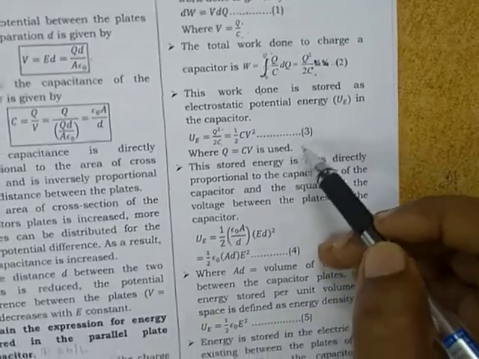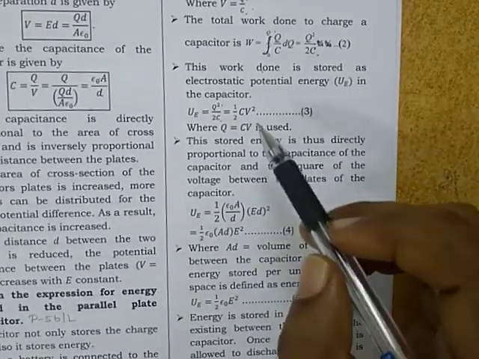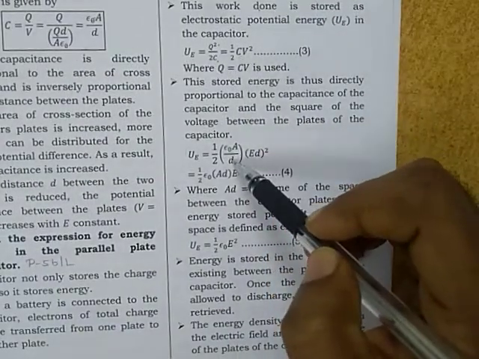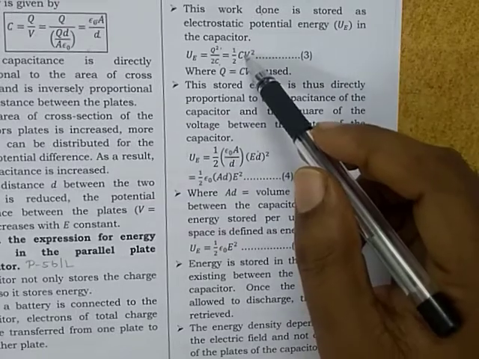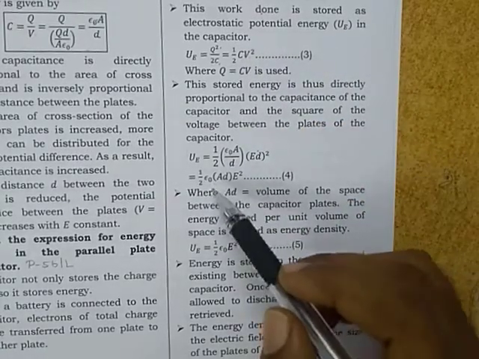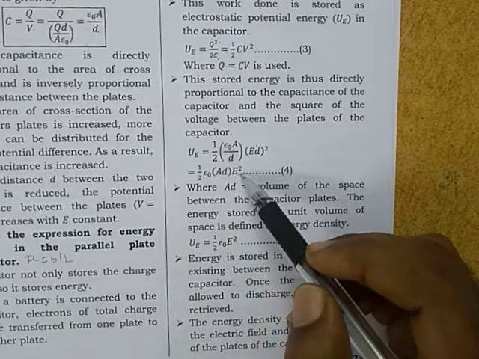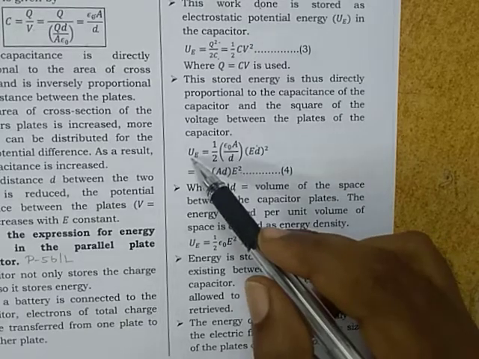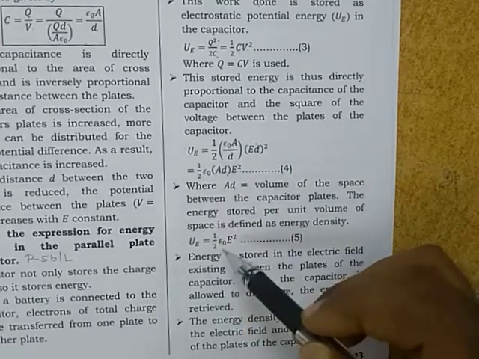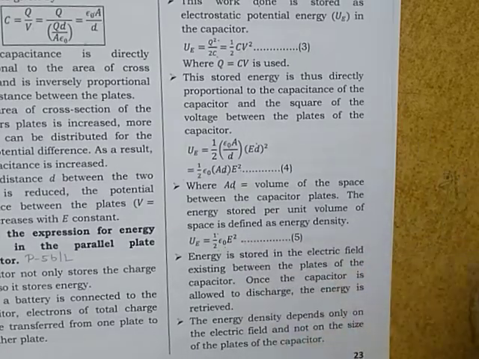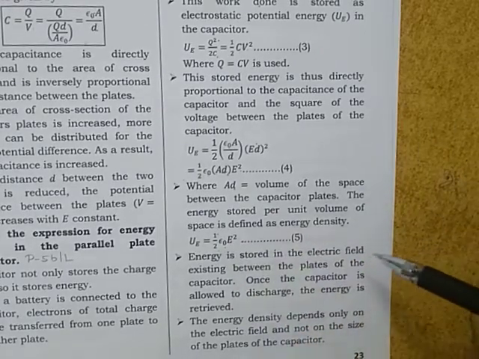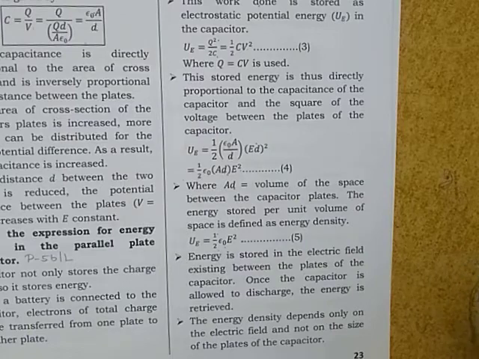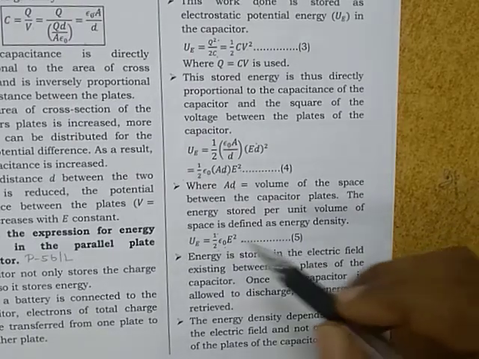Then energy stored per unit volume. We know C is equal to epsilon naught A by D and V is equal to E into D. Substitute in this expression, we get 1 by 2 epsilon naught A D into E square. Here A into D, area into distance, is nothing but volume. Then energy stored per unit volume can be written as half epsilon naught E square. This energy is stored in the confined electric field existing between the plates of the capacitor. Here the energy density depends only on electric field.